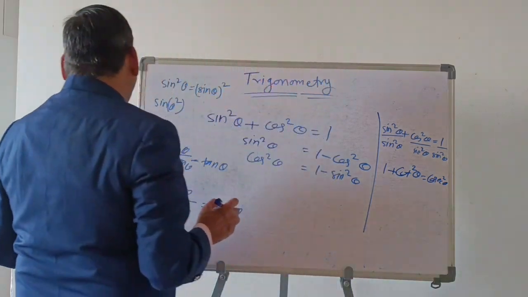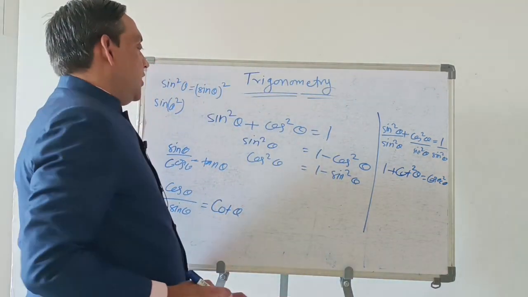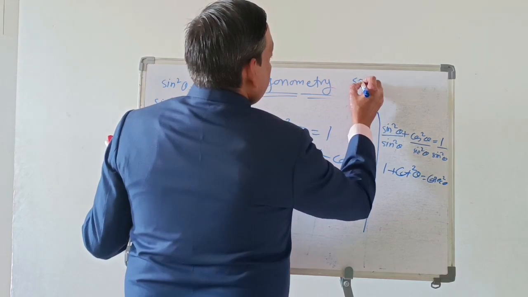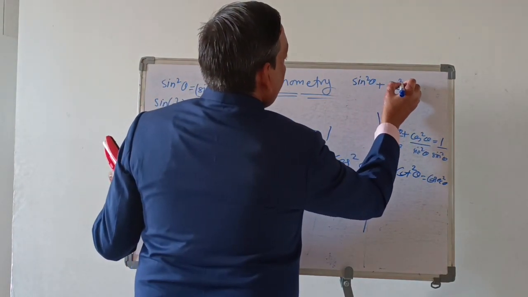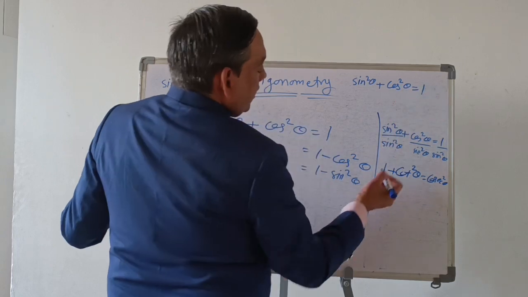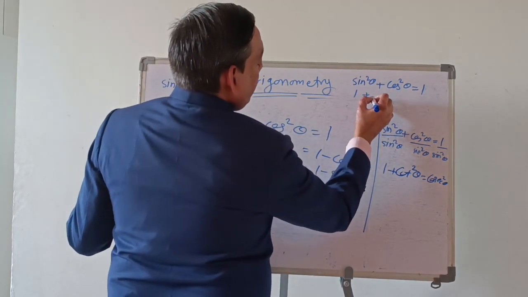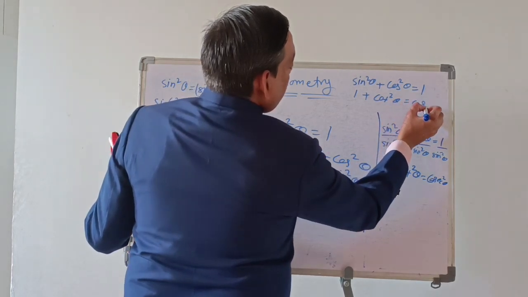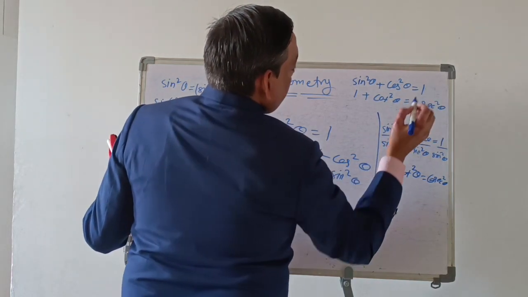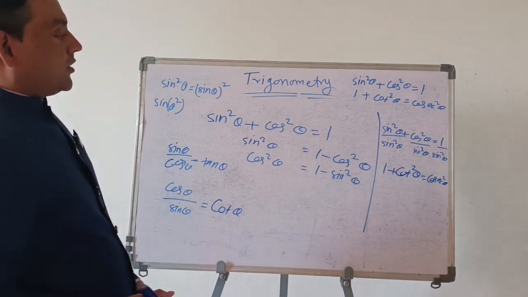So our first identity is sin square theta plus cos square theta is equal to 1. The second one is 1 plus cot square theta is equal to cosec square theta. Same way we can find out the third one.